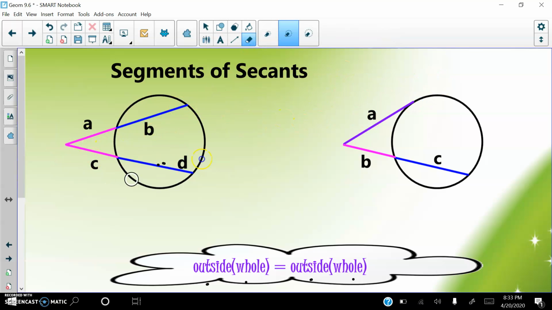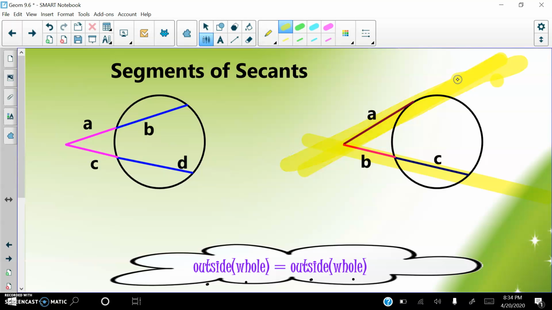But if we have something like this, where we have A, but it's a tangent line. If we remember, tangent lines only hit one time. It's just outside of a circle one time. But then we also have a secant line. So with this, we're going to do the same thing. Outside times the whole equals outside times the whole.